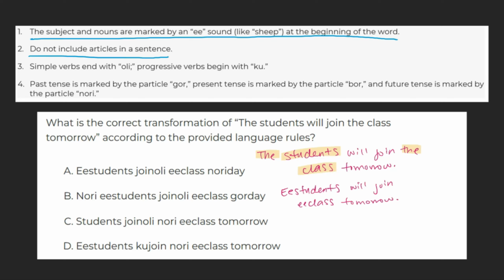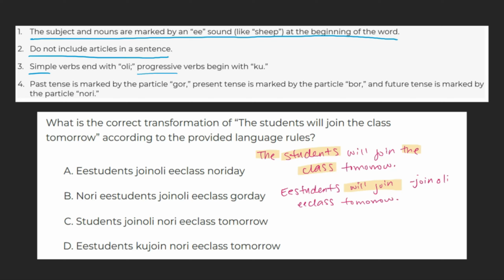Our next rule relates to tense, simple versus progressive verbs. Our verb in this sentence, will join, is simple. It's merely a future tense marker, will, plus the base form of the verb, join, and doesn't describe an ongoing action. This being the case, we can add an "oli" to the end of our verb, giving us E students will join-oli E class tomorrow.